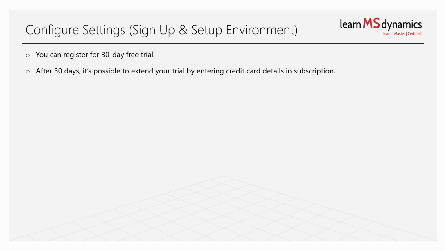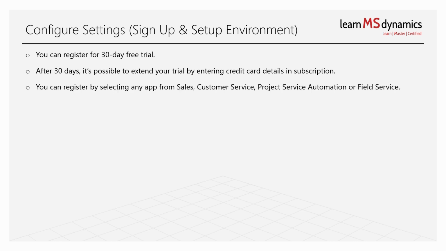And once your 30 days of trial is over, you can extend the trial by entering your credit card details in subscription. So it will extend for the next 30 days, and you can enjoy the trial for the next 30 days. Please note that Microsoft will not charge your credit card unless you want. So that's how you can extend your trial.